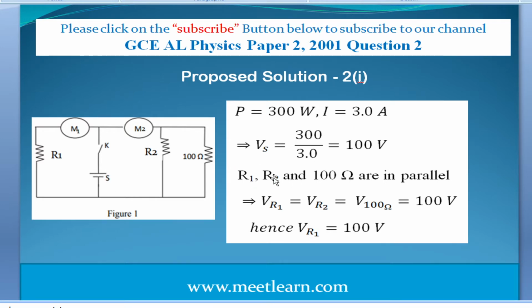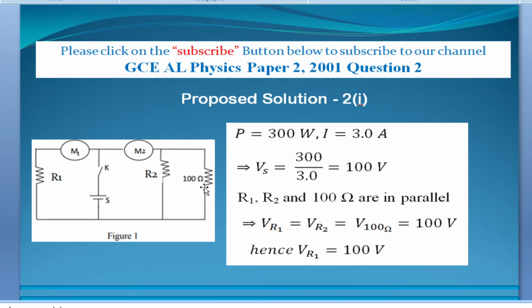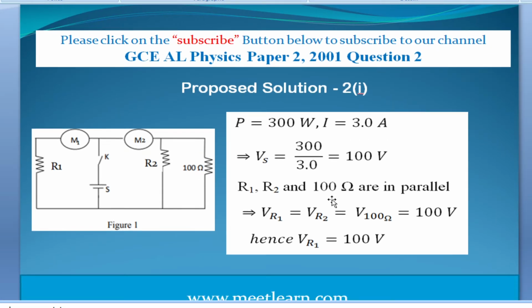Now we need to take note that R1, R2 and the 100 ohm, and this supply, are all in parallel, meaning that the PD drop here is the same as the PD drop over R2, and the same as the PD drop over the 100 ohm. In that case, we can say VR1 equals VR2 equals V across the 100 ohm, which is equal to 100 volt that we just calculated above.